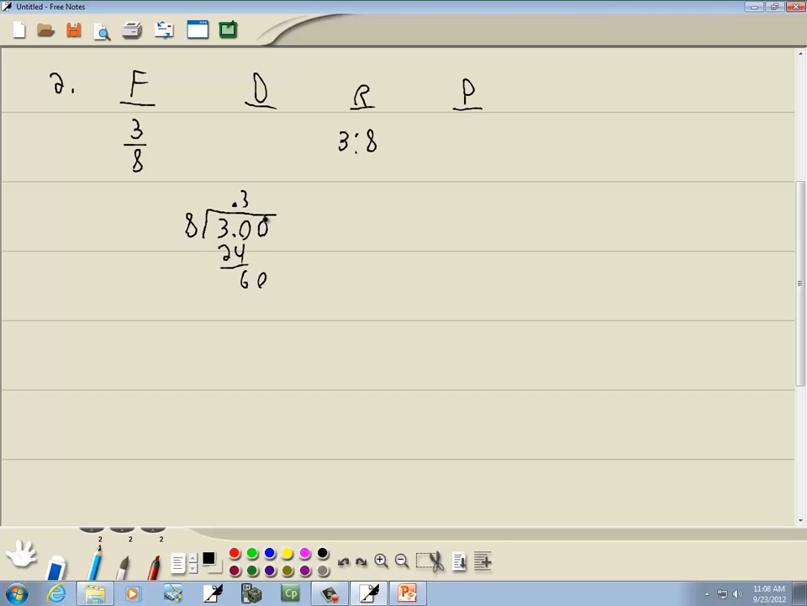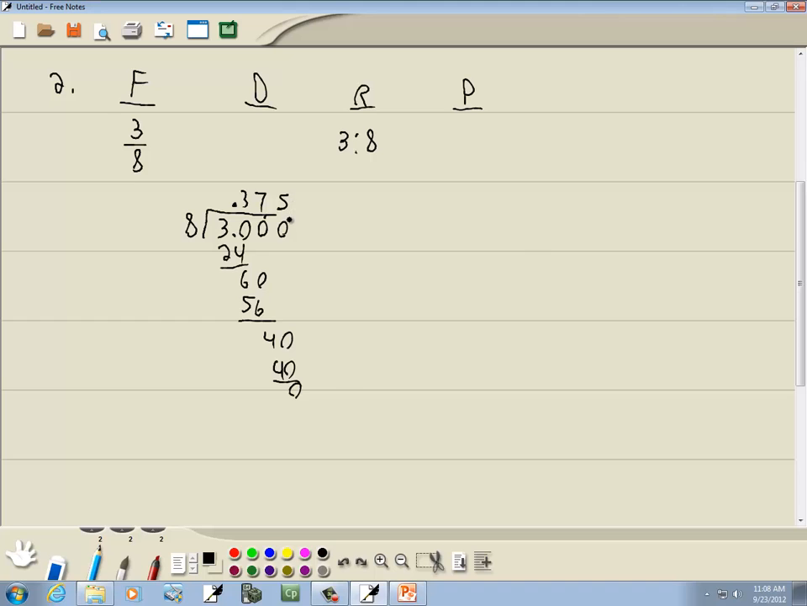We add a 0 here, add a 0 here. That goes into that 7 times. That gives us 56. Subtract those, add a 0 here. And that goes into that 5 times. And 5 times 8 is 40. And subtract that, we get 0.